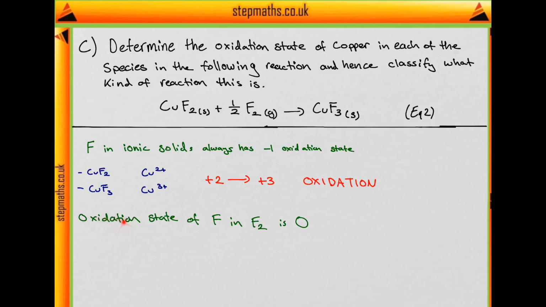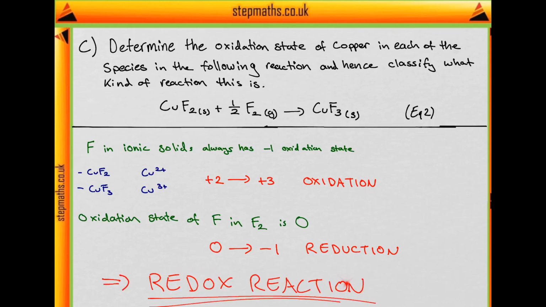Next, we should note that the oxidation state of F in elemental F2 is 0. So going from a half F2 to CuF3, you have 0 going to minus 1, which is a reduction, as the F gains electrons. So since you have an oxidation and a reduction, this gives you a redox reaction.